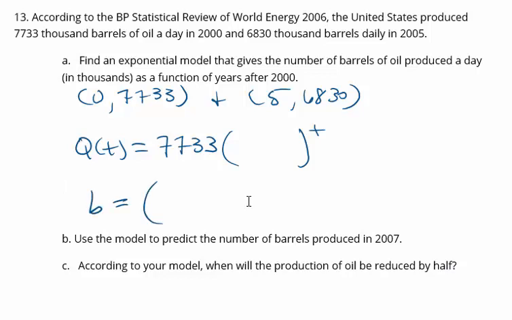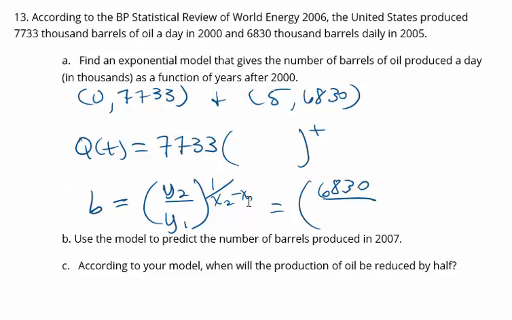Okay, so what we could do is find the quotient of our y's, so typically y2 over y1, and raise to the reciprocal of the difference in the x's, so 1 over x2 minus x1. Okay, so in this case, we're going to take 6830 over 7733, and then raise to the 1/5. Okay, and altogether, that's about 0.975.